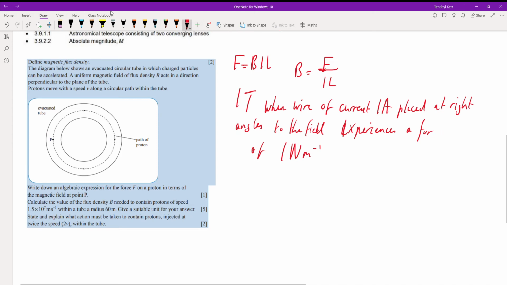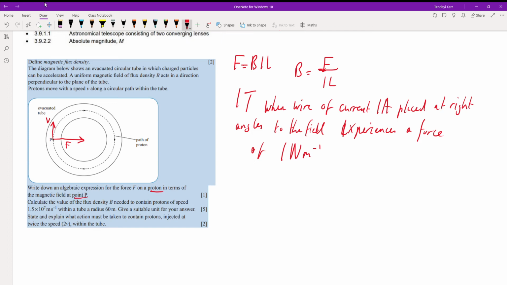Okay, the next bit. Write down an algebraic expression for the force on a proton in terms of the magnetic field at point P. So this is the evacuated tube. It's moving in a circular path. We know that there's a force towards the center, F, and we can see that the velocity is going there as well, so it's moving in that direction, and it's in a magnetic field.